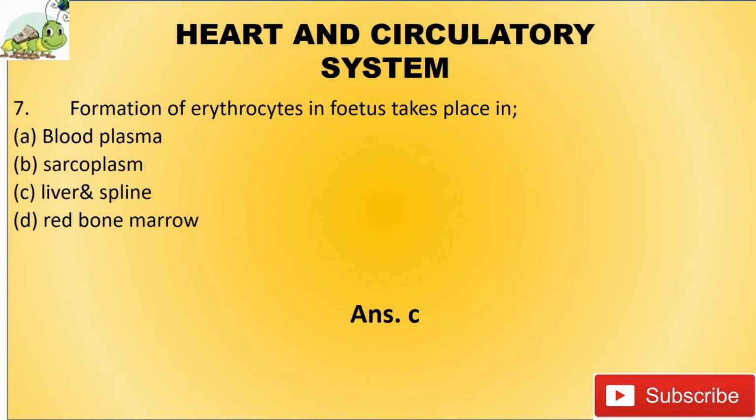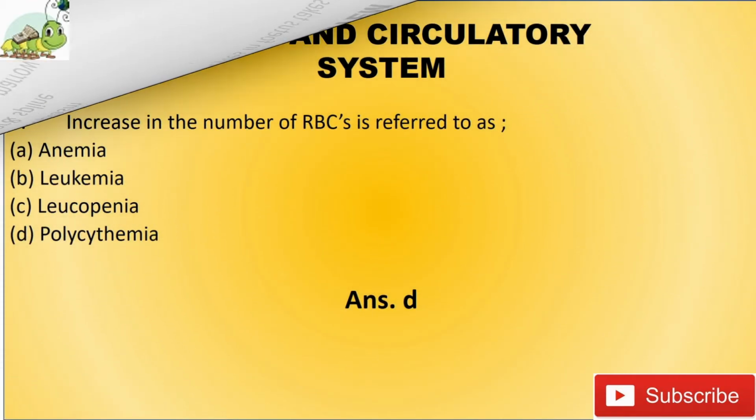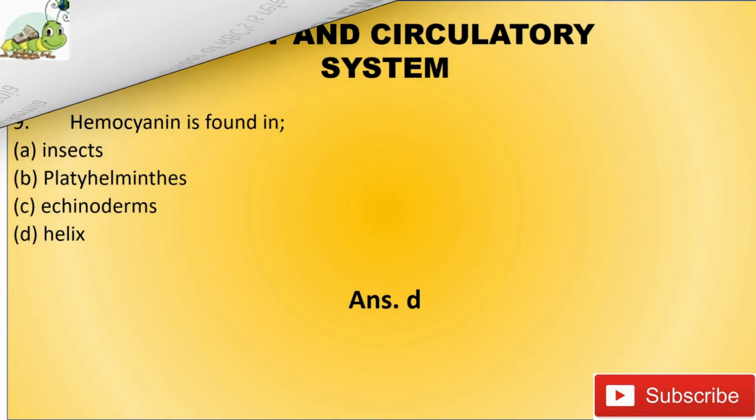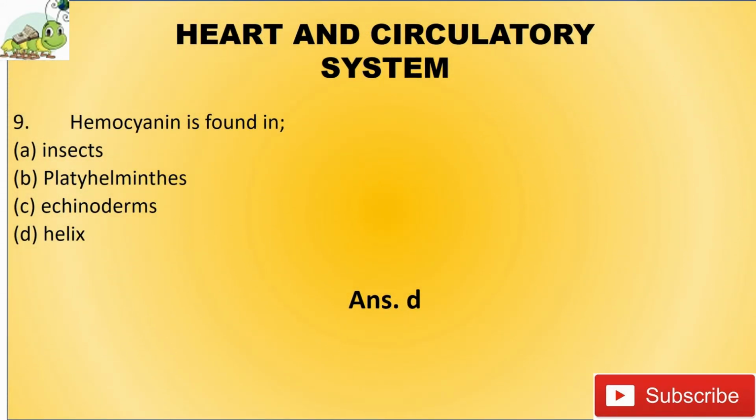Question number 7. The answer is C. The liver and spleen. The erythrocyte in fetus takes place. The formation of erythrocytes formed at the liver and spleen. Question number 8. The answer is D. Polycythemia. The increase in the number of RBCs is referred to as polycythemia. Question number 9. The answer is D. The hemocyanin is found in helix.